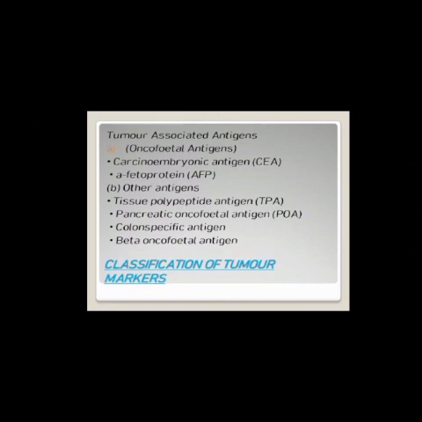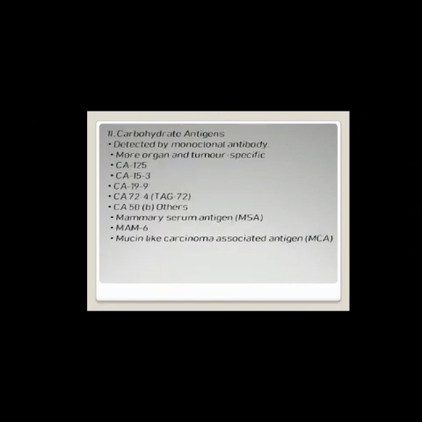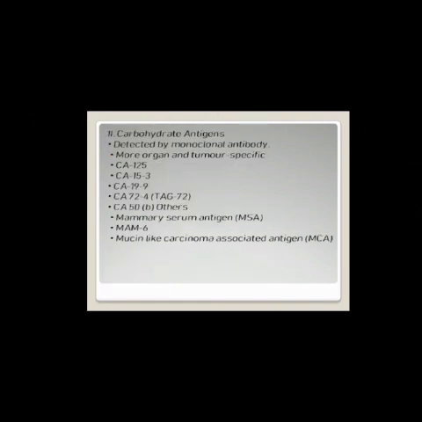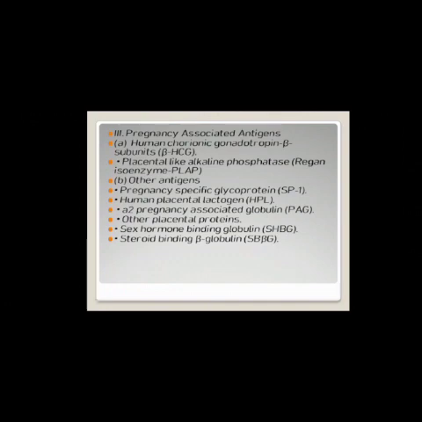Other antigens are tissue polypeptide antigens, pancreatic oncofetal antigens, colon specific antigens, and beta oncofetal antigens. First one is tumor associated antigens, and the second one is carbohydrate antigens detected by monoclonal antibody, which are more organ and tumor specific. CA means carbohydrate: CA 125, CA 15-3, CA 19-9, CA 72-4, CA 50 and others. Mammary serum antigen MSA, MAM6, and mucin-like carcinoma associated antigens MCA. These are all carbohydrate antigens.